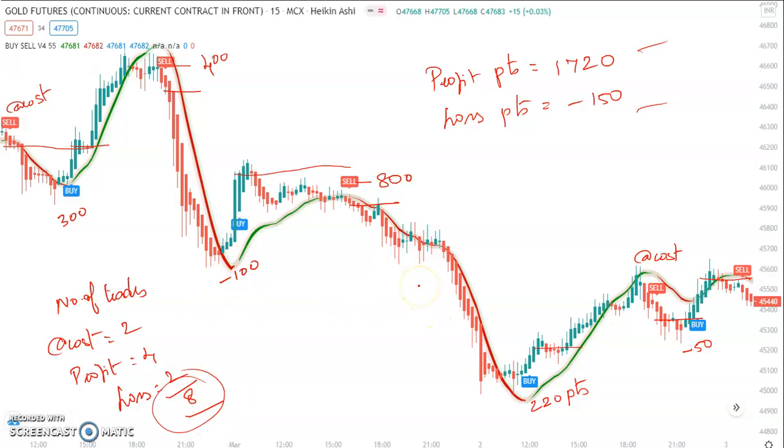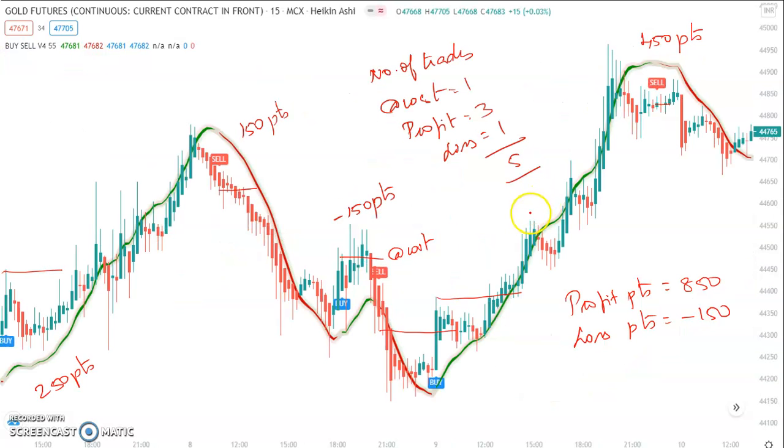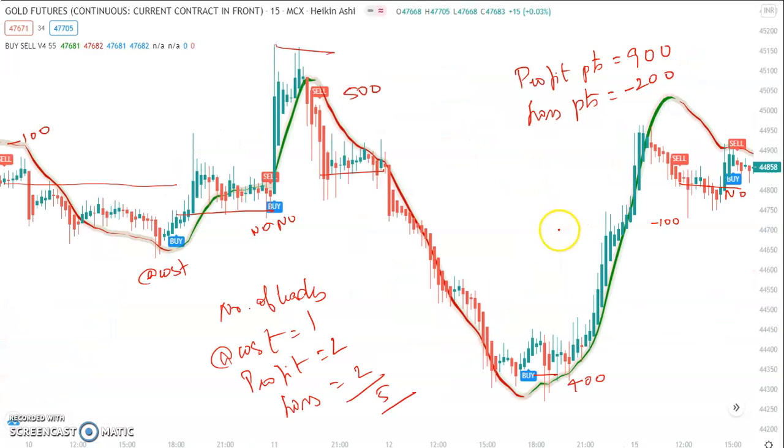So this is the first week of March, from 3rd March to 8th March. Total number of trades is 4. We made 900 points profit, and we didn't lose any points in this period. For the period from 7th March to 10th March, we made 850 points and we lost minus 150, and the total number of trades is 5. Here we made 900 points, we lost 200, and the total number of trades is 5.